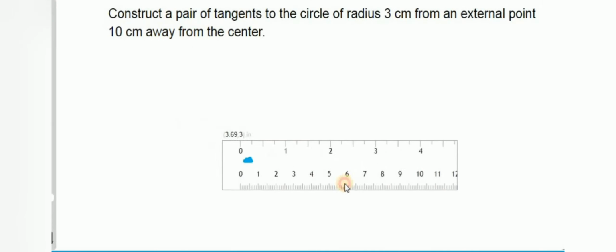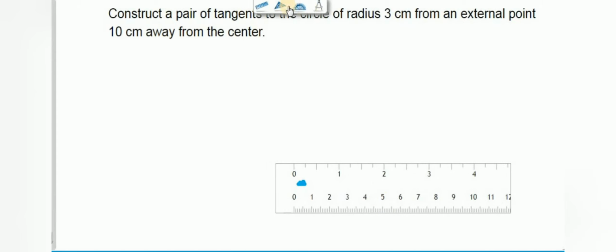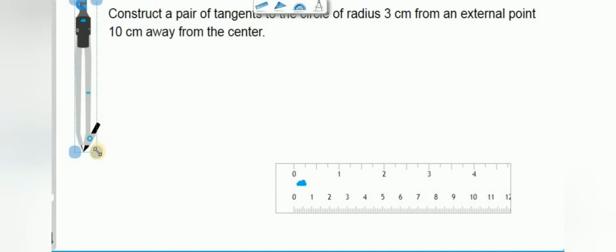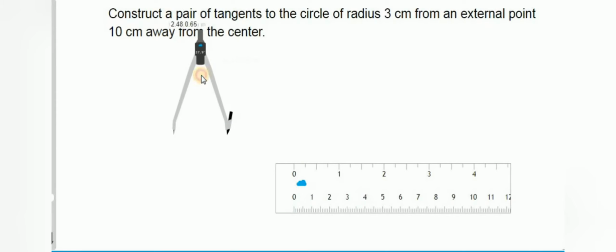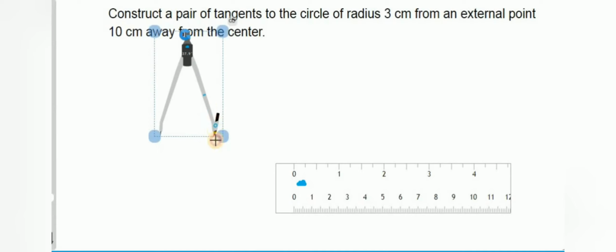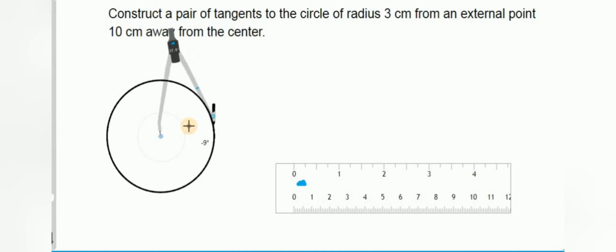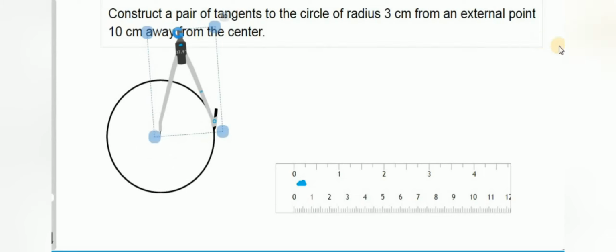This is the first method. And for the first example, we have to construct two tangents to the circle from an external point, that is 10 centimeter. Here the point is at 10 centimeter from the center. So first we have to construct a circle of radius 3 centimeter. I am taking the measurement like this. It is 3 centimeter as the radius. By using the compass we have to construct the circle.